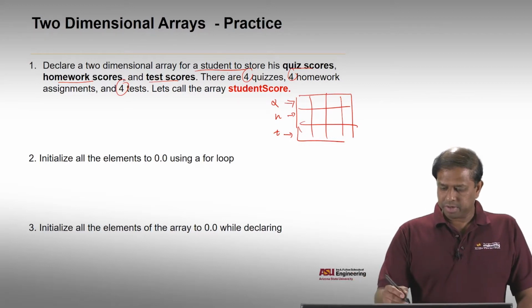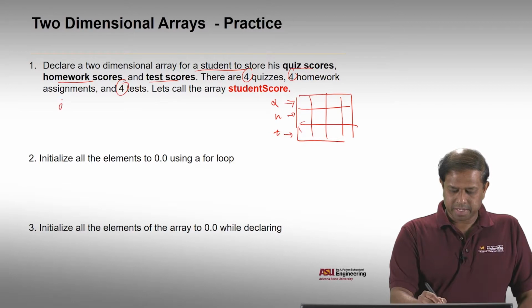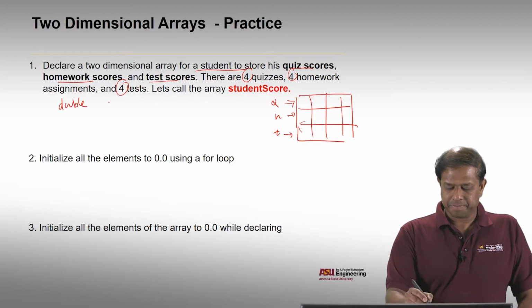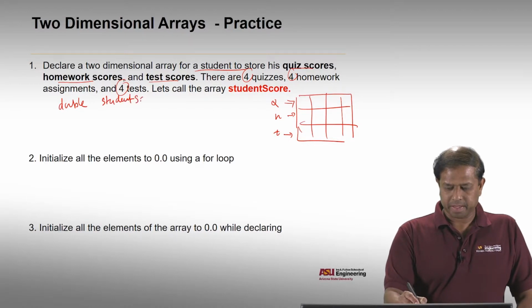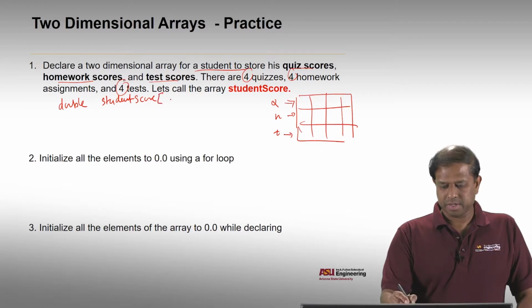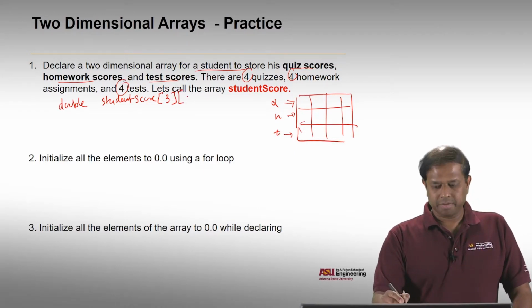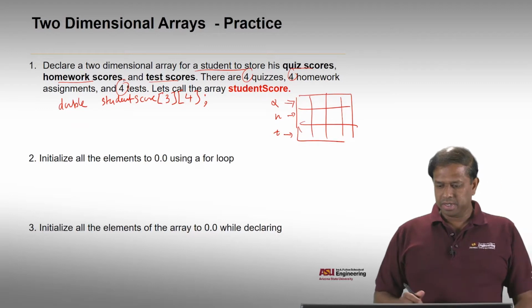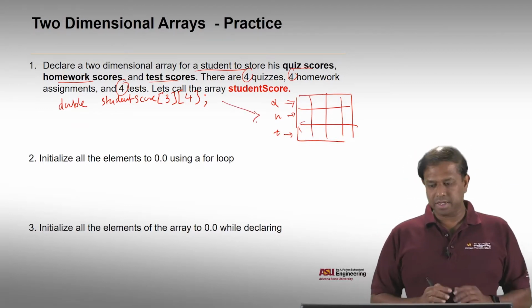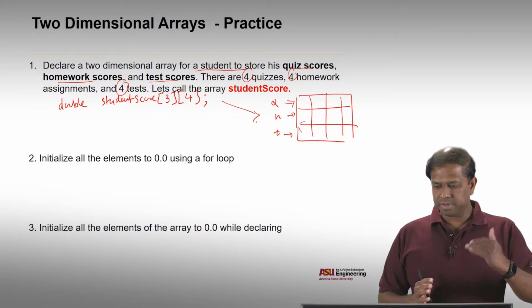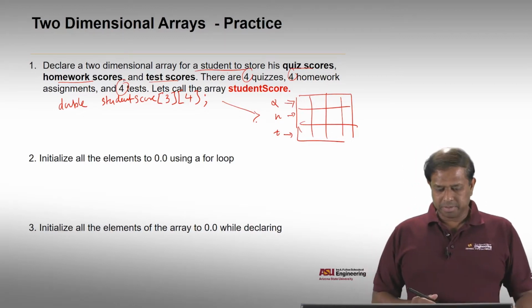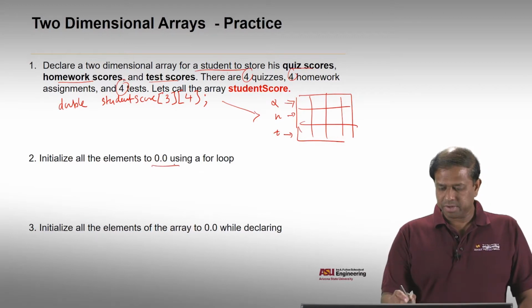Suppose we are going to store double values in here, so this array is going to be a double array, and we are going to call it student score. This is going to have 3 rows to represent quiz, homework, and test scores, and 4 columns to represent 4 of each of these scores. That will essentially create something like this, a two-dimensional array of 3 rows and 4 columns.